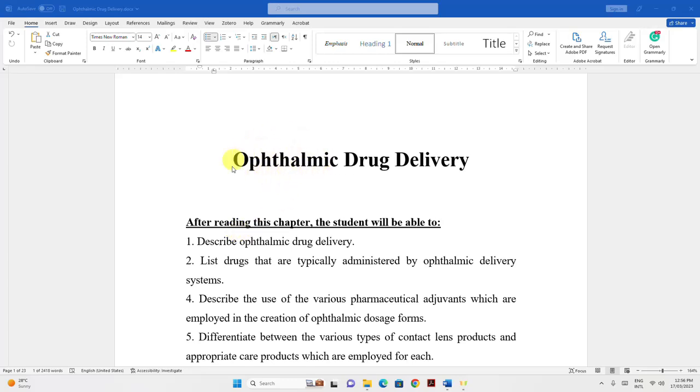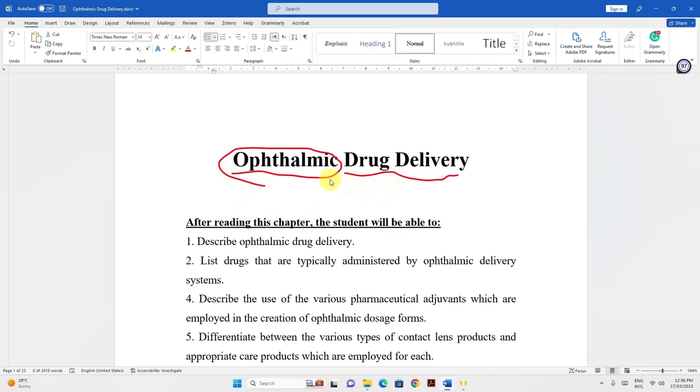Ophthalmic means to the eyes or on the eyes. Why are we saying drug delivery and not dosage forms? Because here we are not talking about solutions or suspensions or ointments, etc. We are talking about the place where the drug will be placed, and that is on the eye.